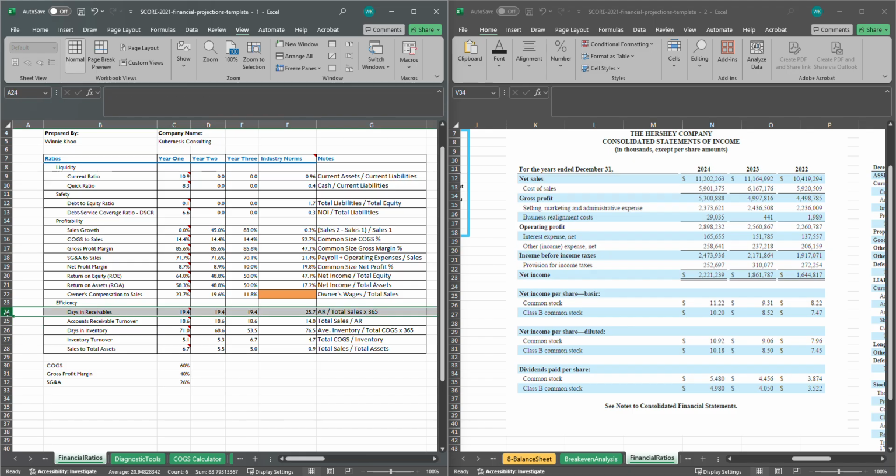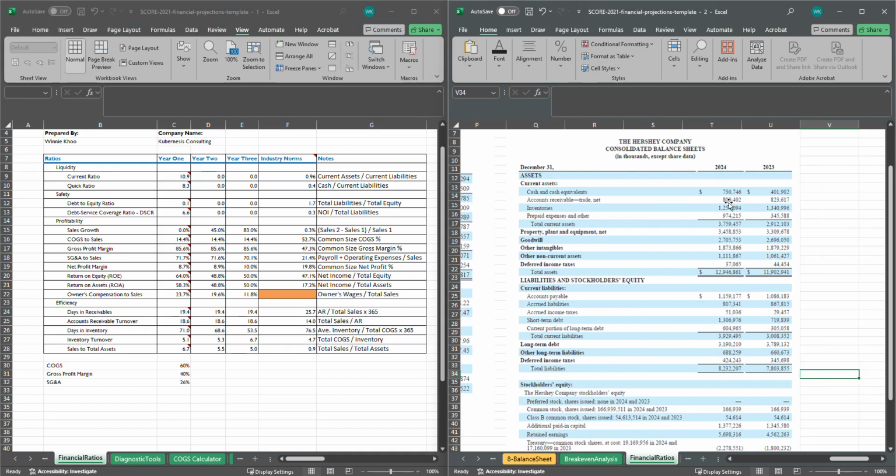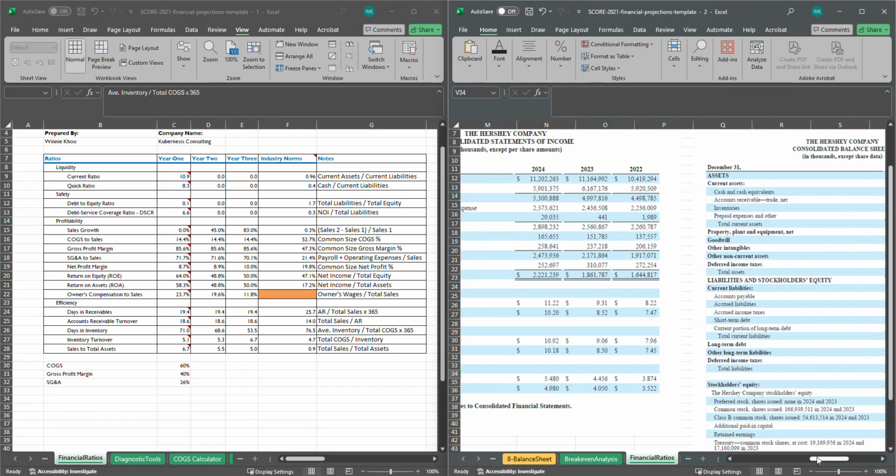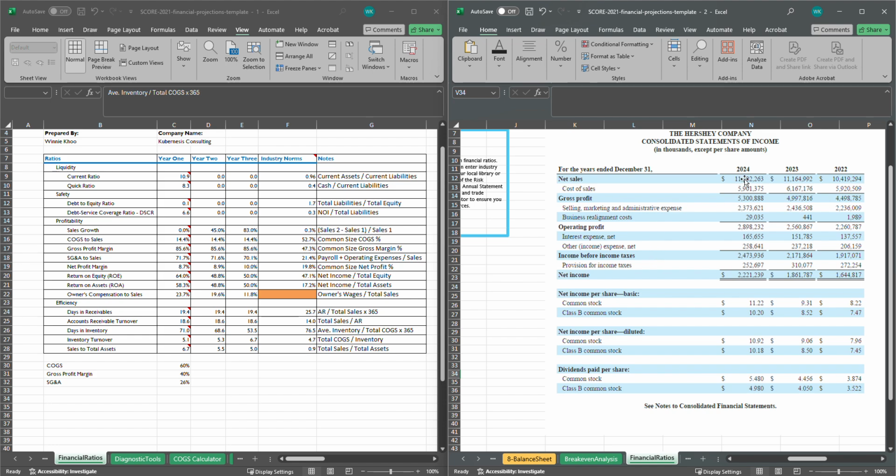So these are days in receivables and days in inventory. Here we have accounts receivable, and then we have inventory. So this is 1.2. If we come back here, it's the sales and the COGS number that's coming into these ratios.